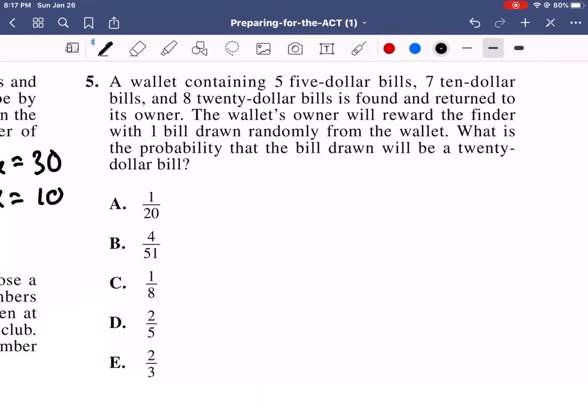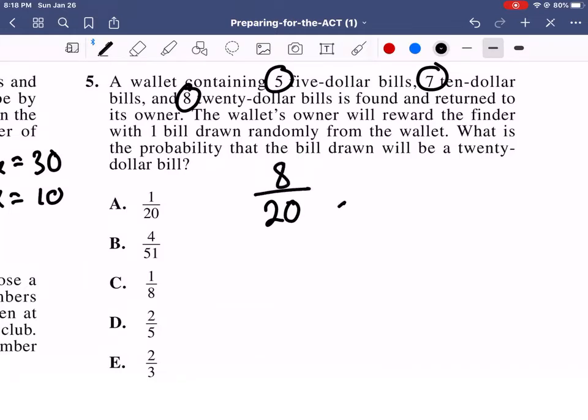A wallet containing 5 $5 bills, 7 $10 bills, and 8 $20 bills is found and returned to its owner. The wallet's owner will reward the finder with one bill drawn randomly from the wallet. What is the probability that the bill drawn will be a $20 bill? So you have 5 $5 bills, 7 $10 bills, and 8 $20 bills. In total, that's 20 individual bills. And you have 8 $20 bills.